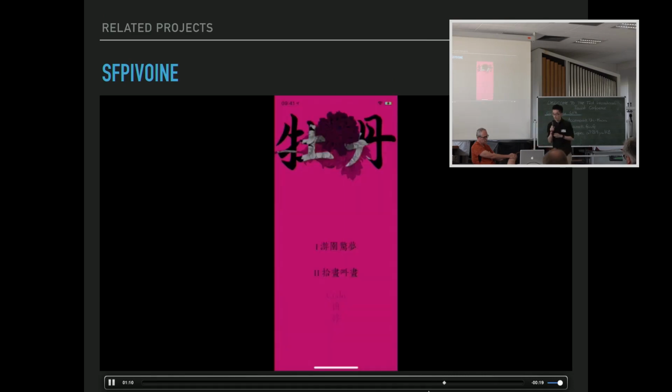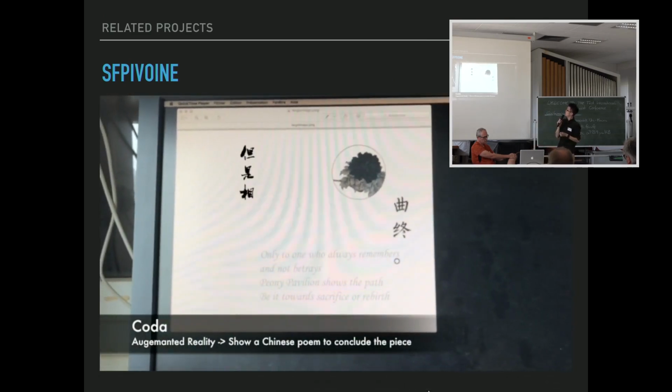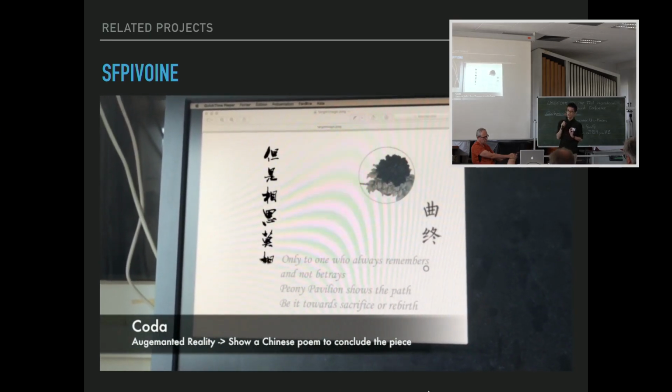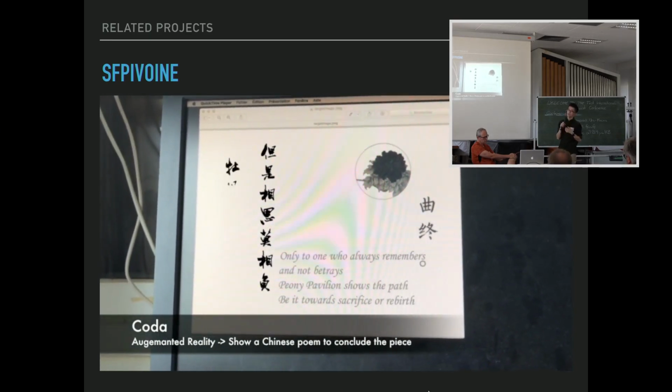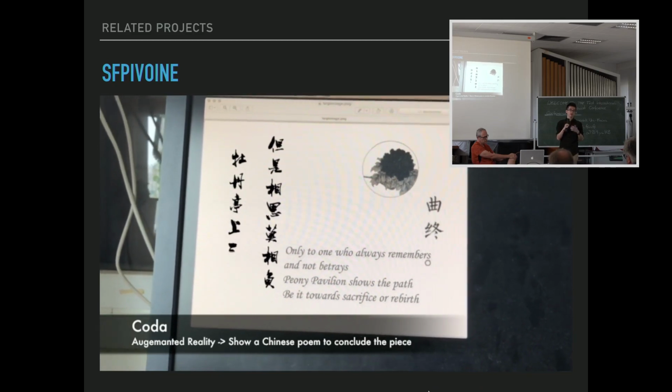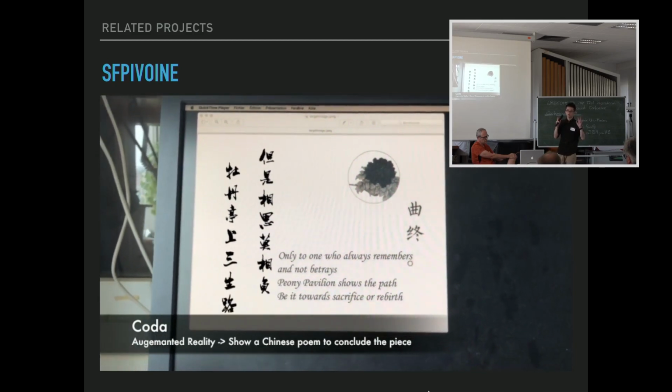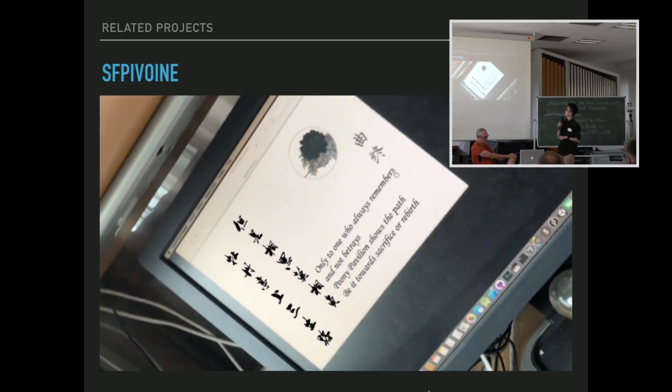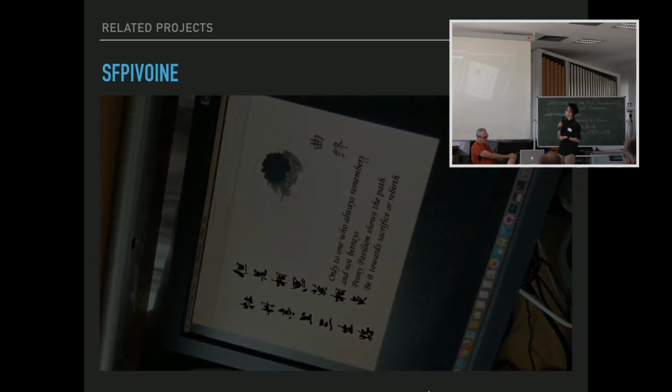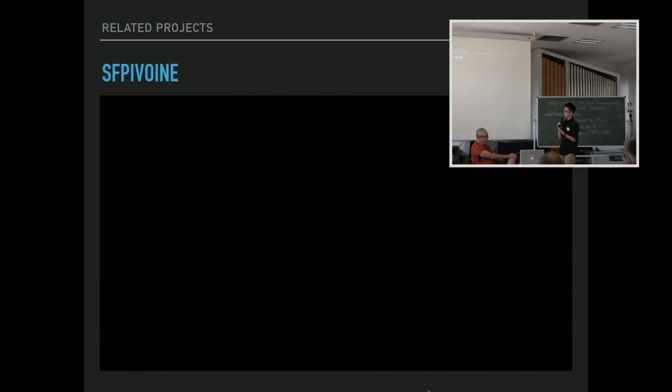And the last part is the augmented reality part. If we scan a target image, a Chinese poem will show on the screen just to conclude the piece. It's a very simple conclusion. So next, Christophe will continue to show you more fascinating, more interesting projects using Faust2smartphone.